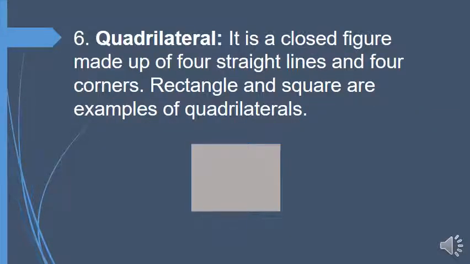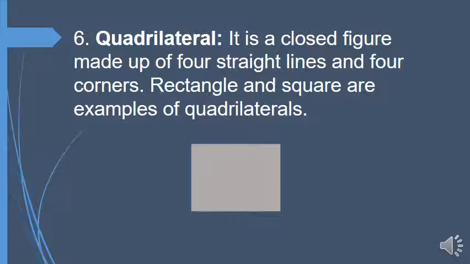Number 6, quadrilateral. Now you must be wondering that this is a very difficult word, but trust me, this is the one with the easiest definition. It is a closed figure made up of 4 straight lines and 4 corners. So rectangles are examples of quadrilaterals. As you can see, I have attached this image just for your explanation. No need to make this.